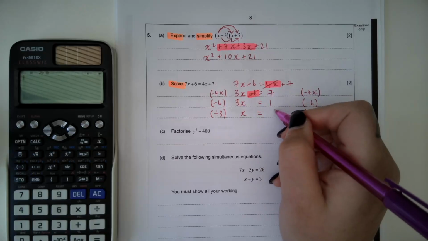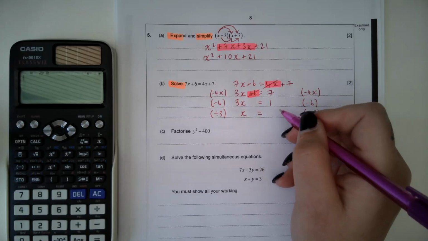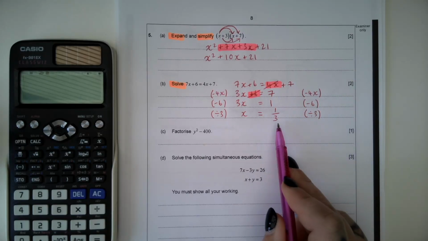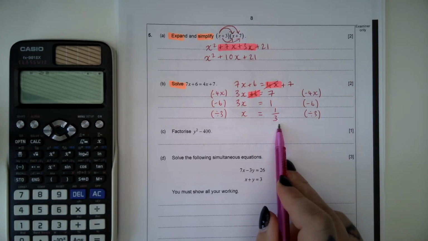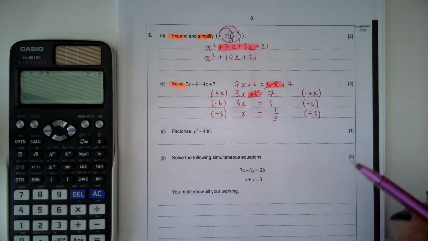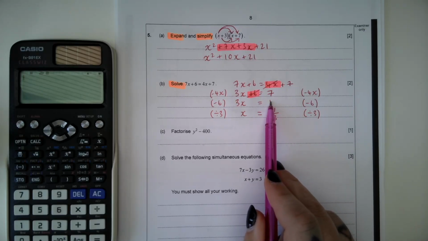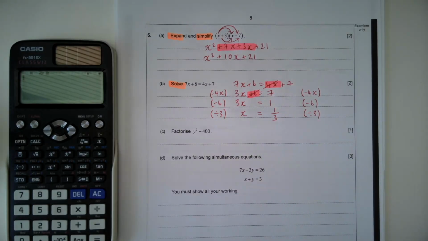1 divided by 3. Be really careful here. It's a common mistake. Write it as a fraction. 1 divided by 3 and leave it like that, guys. Some people make the mistake of reversing that and doing 3 divided by 1. That's not what you're doing. You're doing 1 divided by 3. So leave it as a fraction.